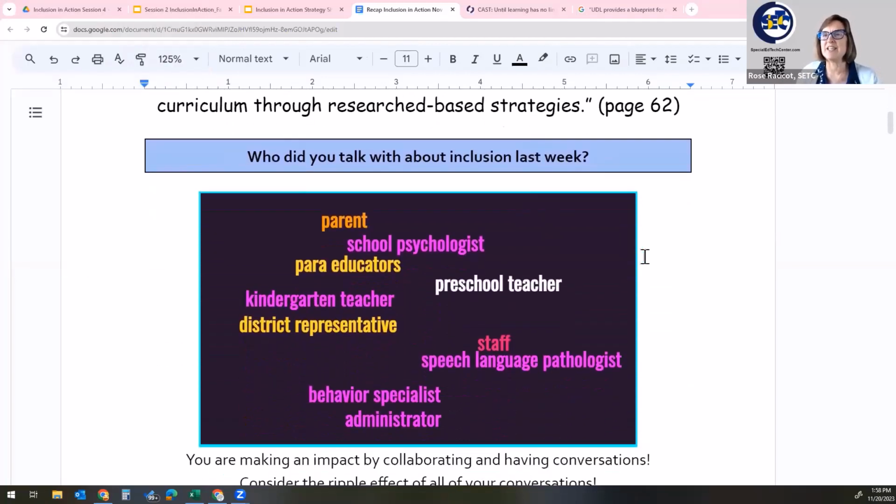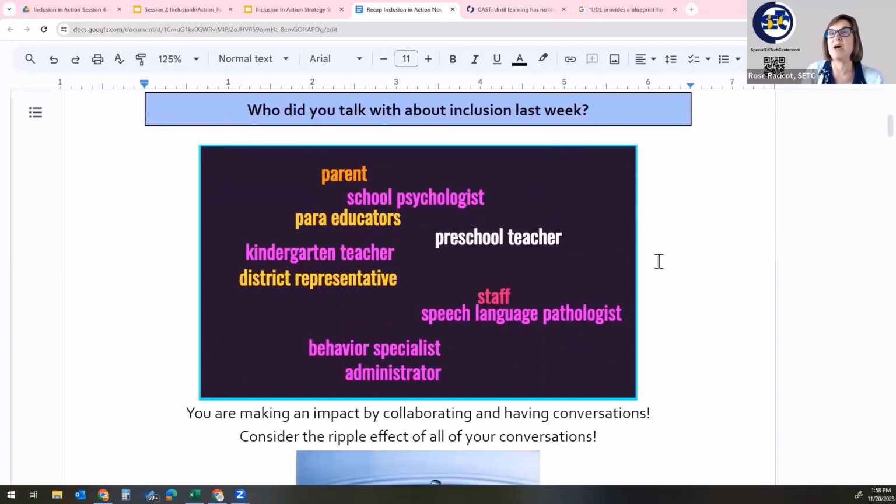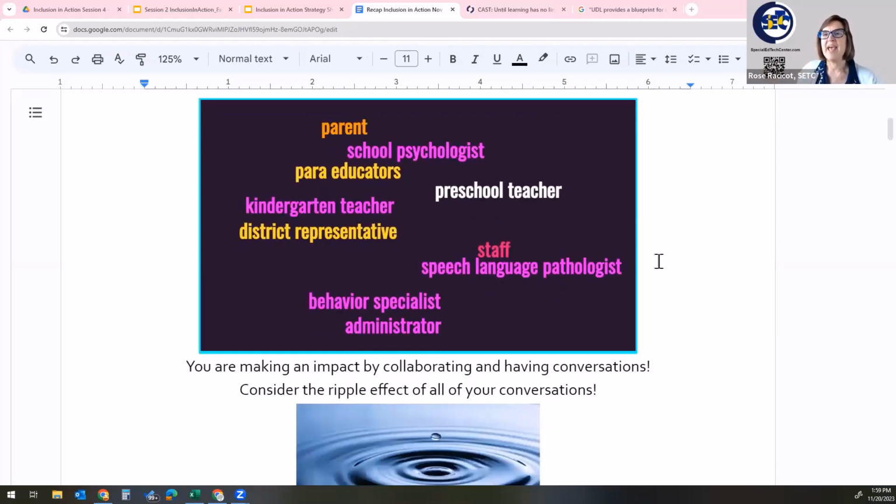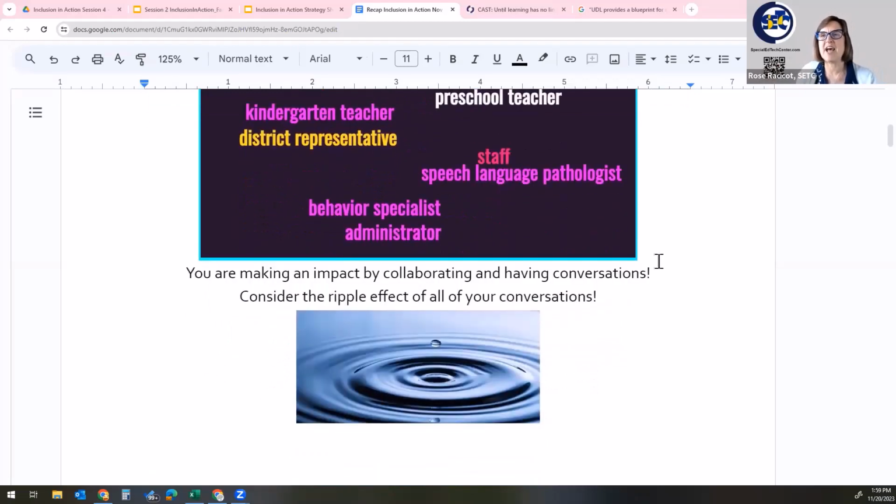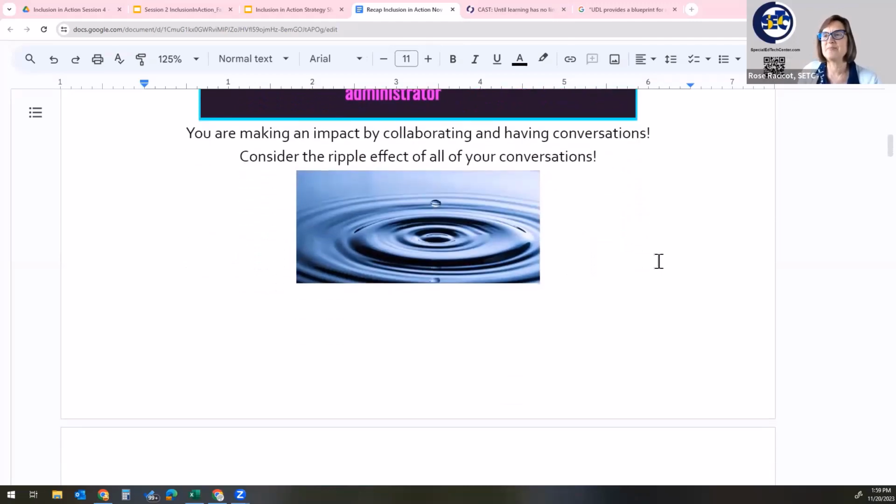In the next section, you'll see a little wordle that we made, showing the people that you talked about last week about inclusion. Know that's just a representation of our conversation, and there are many more people on that team. Every time you have a conversation, it's going to have a wonderful ripple effect to benefit your students.